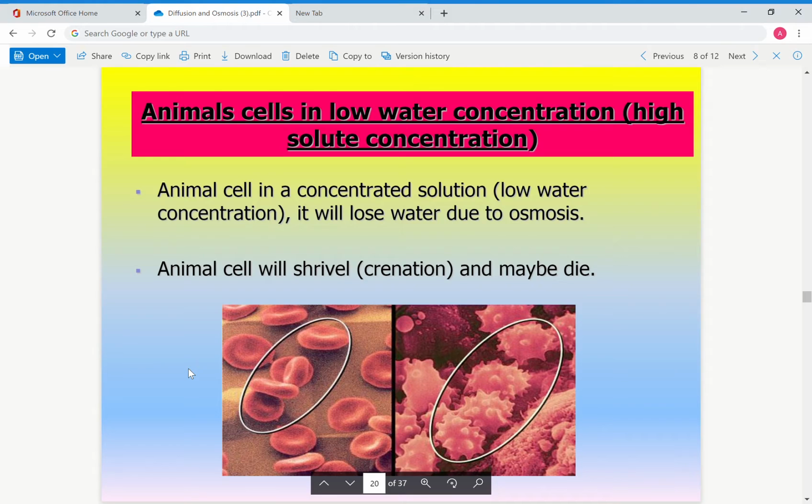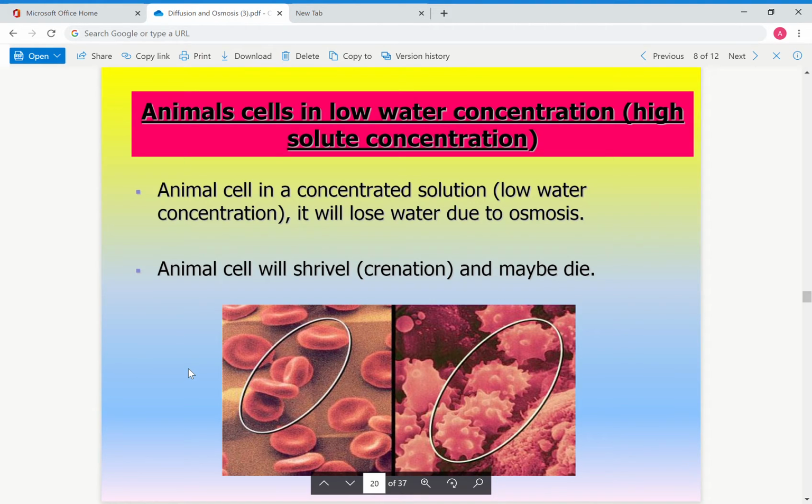Now the thing is, for things like animal cells, like our cells, they are much more at risk from things like this. It says there, animal cells in a low water concentration. It says an animal cell in a concentrated solution will lose water due to osmosis. So basically, if you were to put our cells into a very salty solution or a very sugary solution, they'll shrivel up because they'll lose water. And likewise, if we put them into a very watery solution, they'll actually gain water and burst.